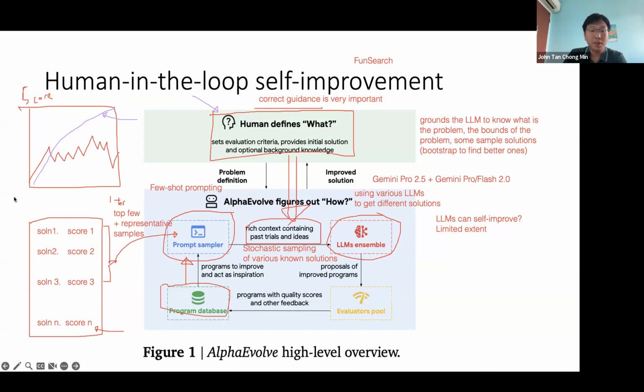Next up we have the evaluation. This evaluation is very important also. You need an objective evaluation so you can be sure whether your solution is improving. So you run all the outputs of your LLMs through this evaluator, maybe select the best few ones, and then put them in the database. Or you can put everything in the database, and then the selection can come from this part.